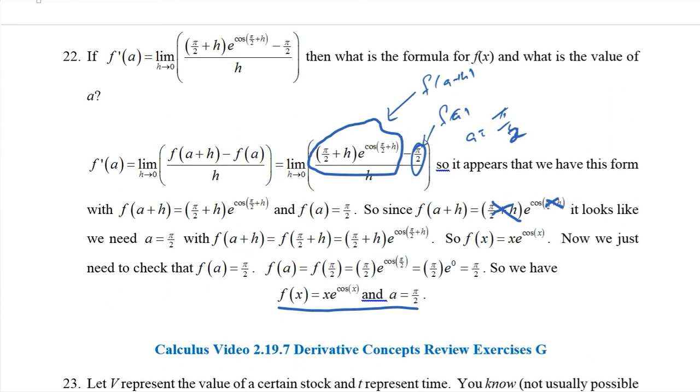In the last of this series of videos, we're going to look at some real-world interpretation problems for the derivative.